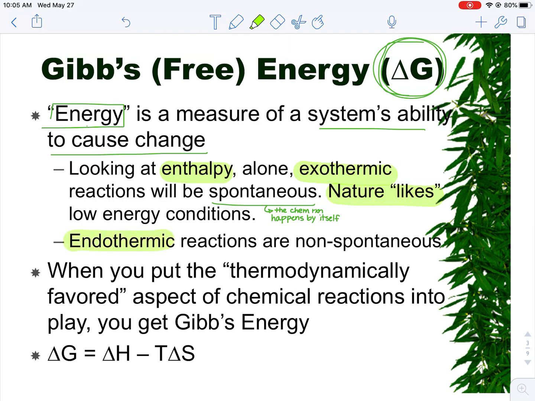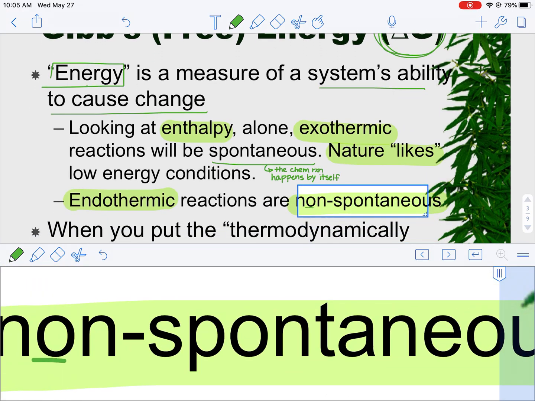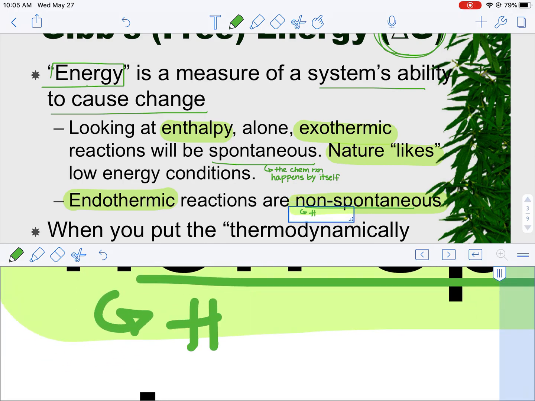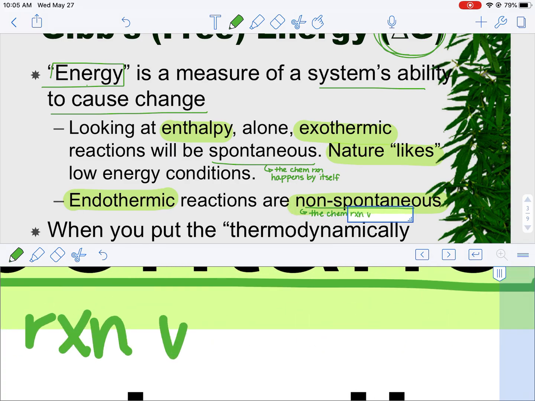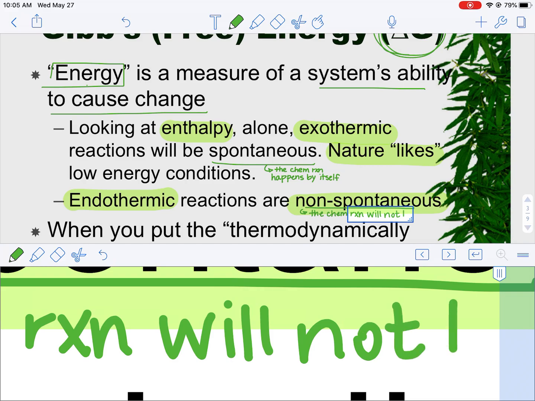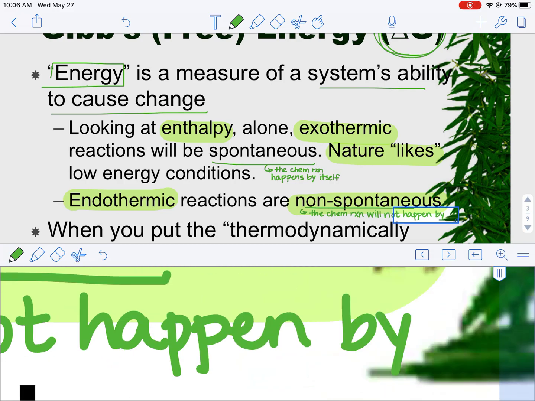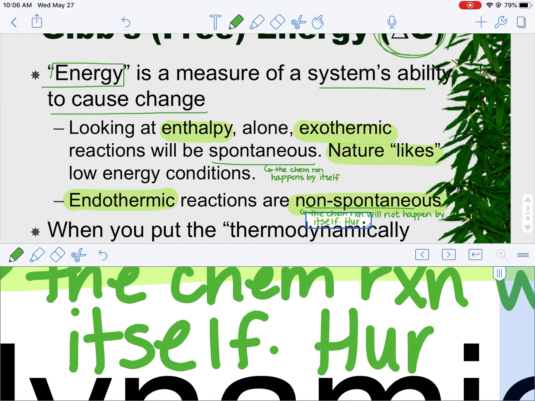Conversely, endothermic reactions, the ones that absorb energy, where energy needs to go into the system, will be non-spontaneous. In other words, the chemical reaction will not happen by itself. So non-spontaneous: the chemical reaction will not happen by itself. Humans must interfere.